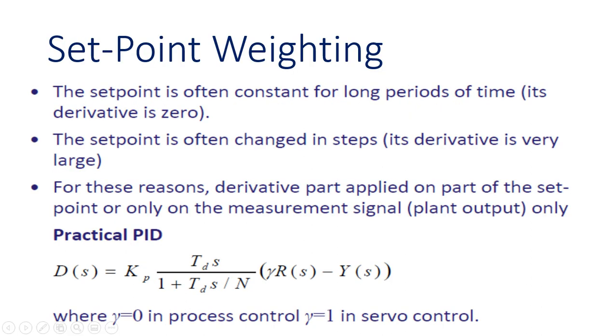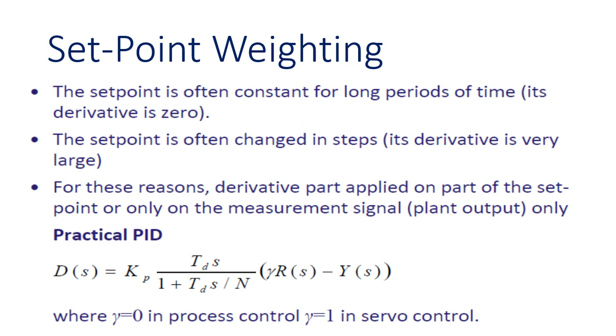Now the next one is set point weighting. The set point is often constant for a long period of time, so the derivative is zero. Also, the set point is often changed in steps, so its derivative is very large. These are the main problems that we face when we have a constant reference.